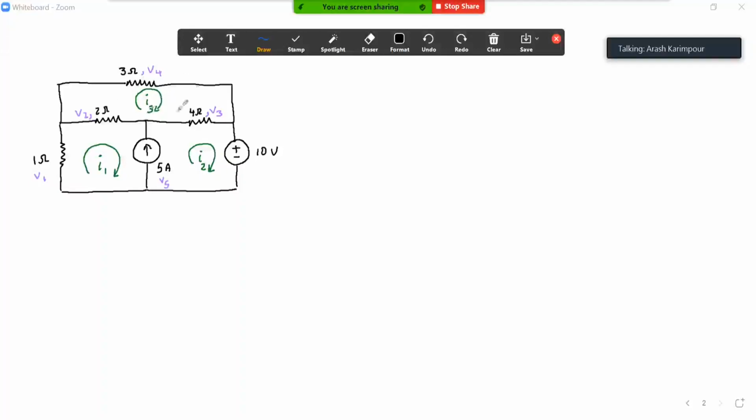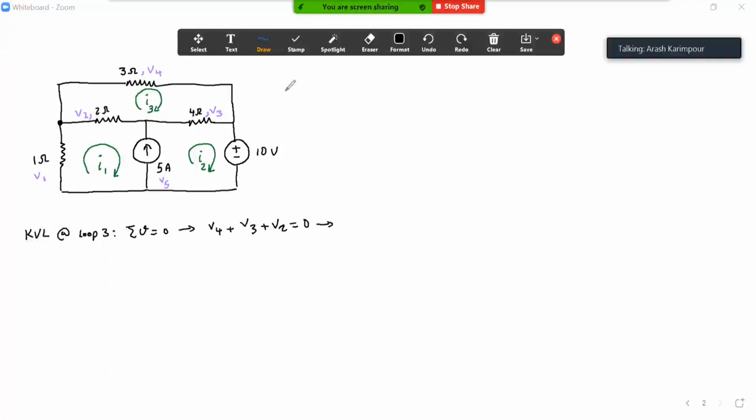So the only mesh I can write right now is this very top loop. If I write the KVL at loop 3, the sum of the voltages should come to 0. I start from this node here, go all the way around, and come back to the starting point. So I have V4, then V3, then V2, and if I add all of them together, it comes to 0.